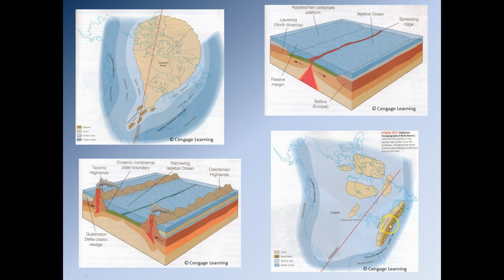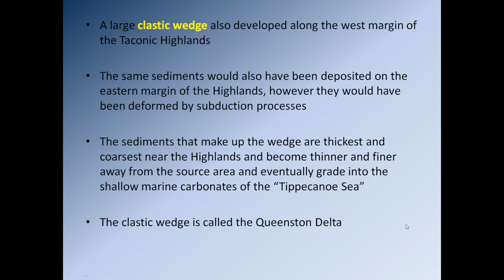That's from material being eroded off the highlands and moving into the Appalachian basin here. Now, we would have had the same sediments being deposited here on the eastern side. However, because this area here is an active subduction zone undergoing active deformation, those sediments just get mixed in and mucked around with as part of the subduction process, so we don't really see them that well. So the clastic wedge that forms is referred to as the Queenston Delta.